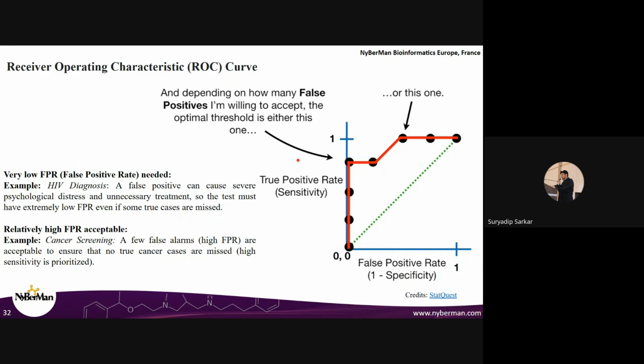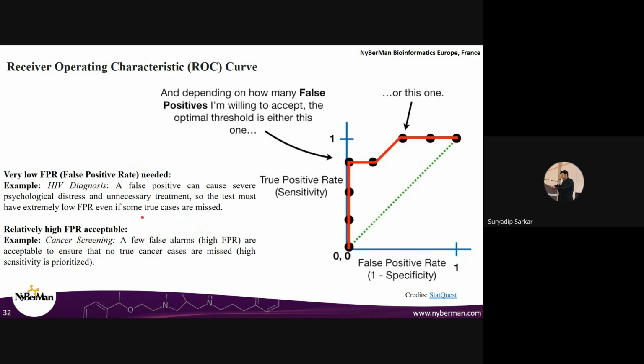Now, depending on how many false positives I'm willing to accept, the optimal threshold is either this one or this one. Okay, so obviously you can argue that this one is better than this because this has a higher TPR, right? And now I can counter argue that no, this one is better because it has the lowest FPR, right? So it all comes down to how many false positives you are willing to accept in your model.